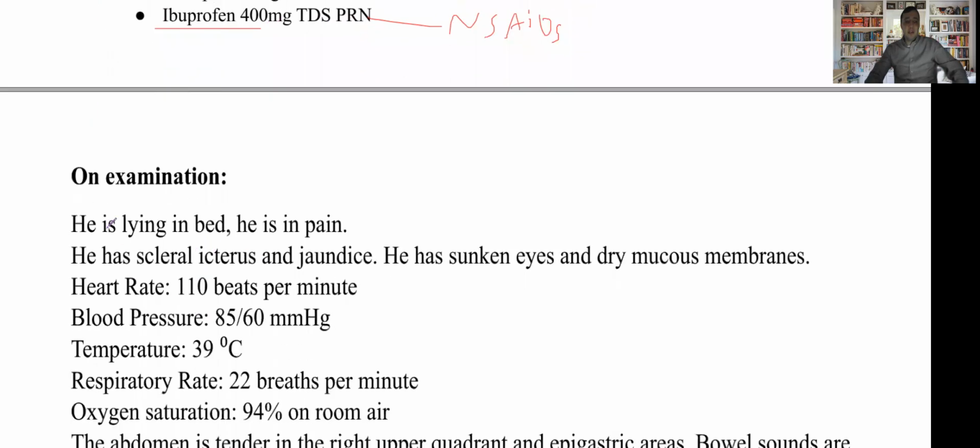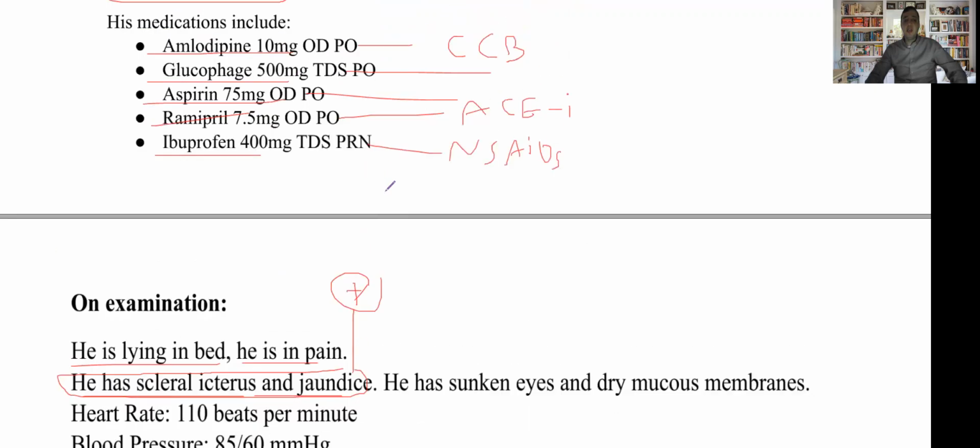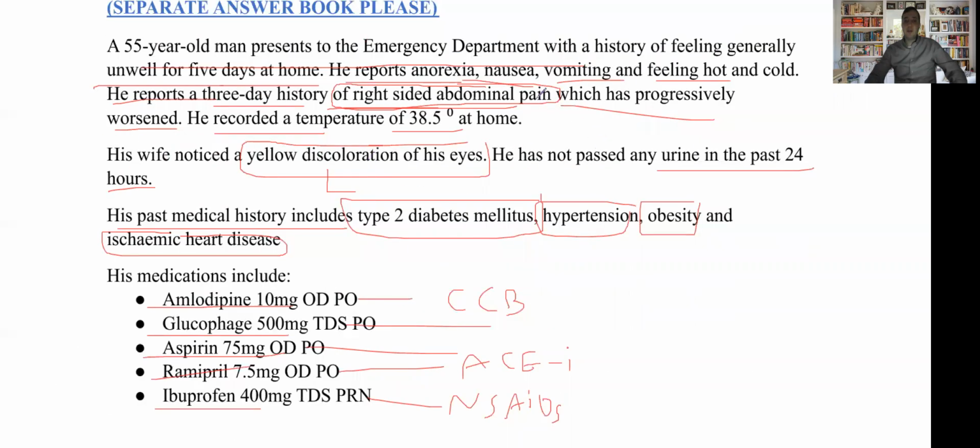So on examination, he is lying in the bed. He is in pain. He has sclera icterus and jaundice. So here we have an element of jaundice now in this question. This is very important to mention. This patient has right abdominal pain. This is another thing to mention. And the patient has temperature.